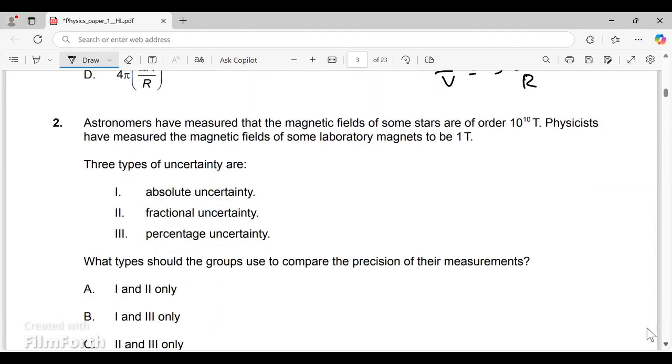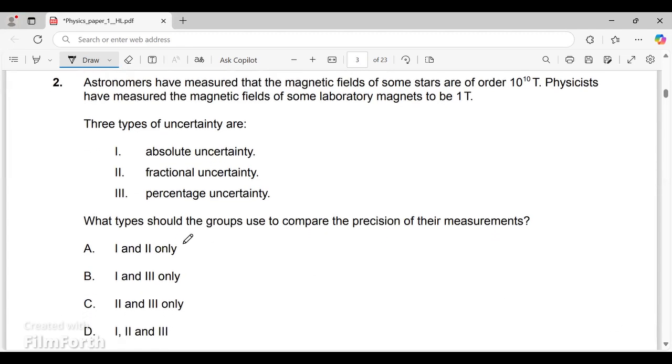Astronomers have measured that the magnetic fields of some stars are of order 10 to the power 10 T. Physicists have measured the magnetic fields of some laboratory magnets to be 1 T. The types of uncertainty are absolute uncertainty, fractional uncertainty, and percentage uncertainty. What types should the groups use to compare the precision of their measurements?